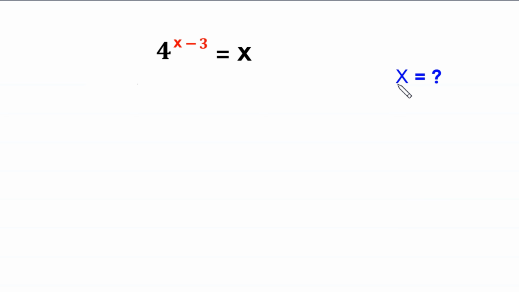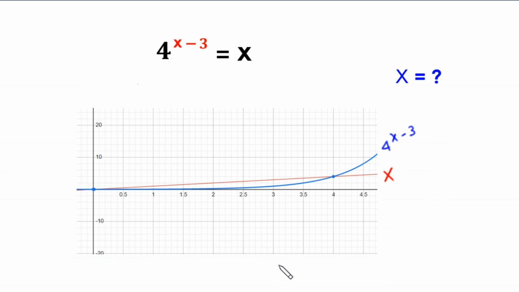Our job is to find all possible values of x. So let's start. If we look at the graph of this equation, this blue line of 4 to the power x minus 3 intersects this red line, that is of x, at 2 points, at this point and at this point. It means that this equation has two solutions. Now let's find those two solutions.